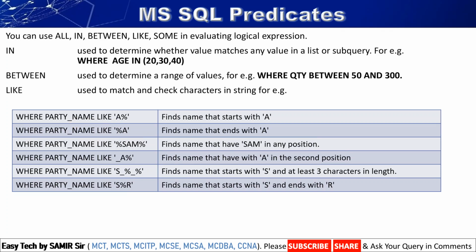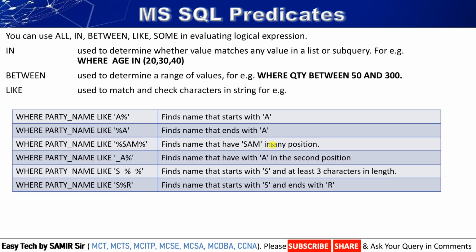As of now, understand when you say select star from sales or select star from customer where party name like 'a%'. This percentage is not modulo. This is not an arithmetical operator. It's a LIKE wildcard. It gives you query results where the names begin with the letter a and the rest of the characters can be anything. When you say where party name like '%a', results will be shown where the name ends with the letter a.